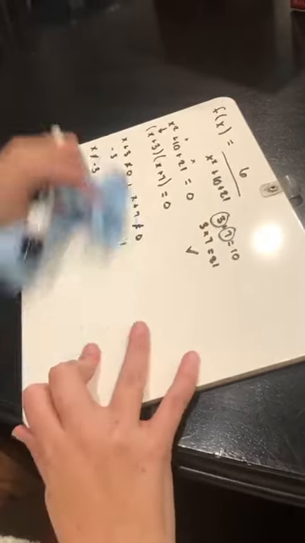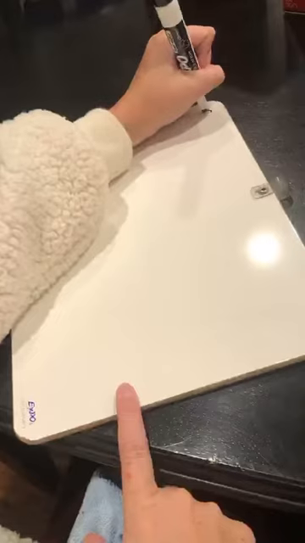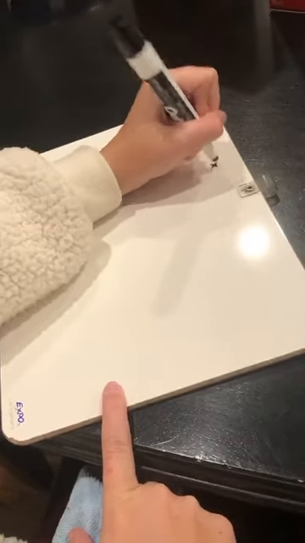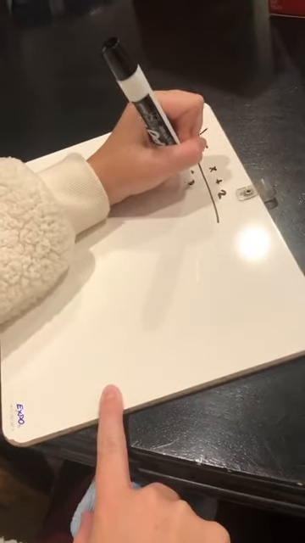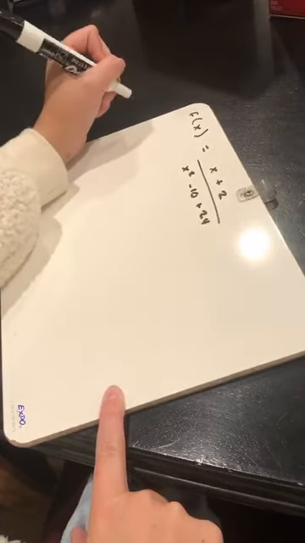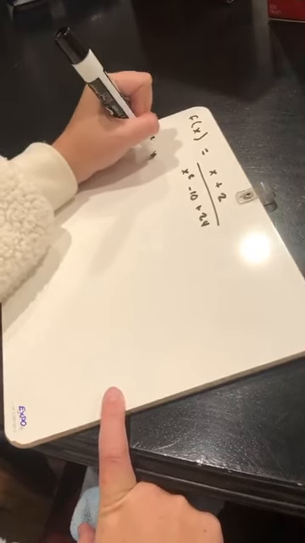Now let's do another one, this time in interval notation. So for this one, we have f of x equals x plus 2 over x squared minus 10x plus 24. So same thing, focusing on the denominator, we're going to set that denominator to 0.